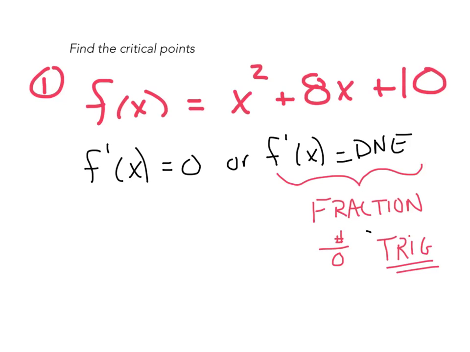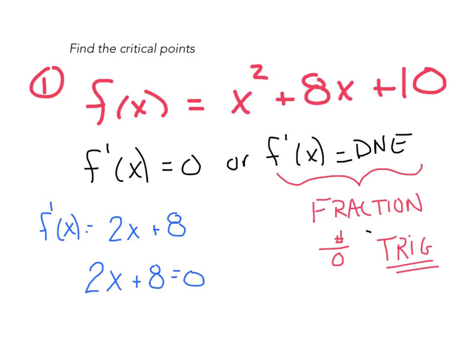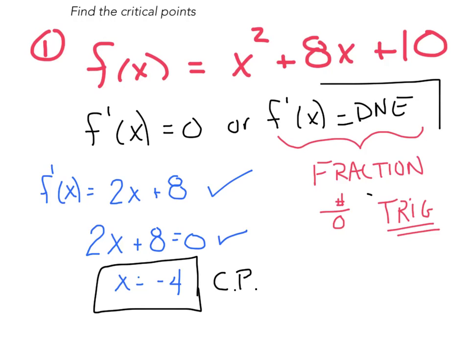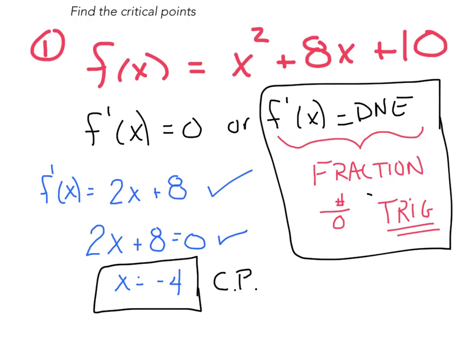So my first goal is to set the derivative equal to 0. So I'm going to find f prime of x. So we get a nice 2x plus 8. And it says set that equal to 0. So 2x plus 8 equals 0. Notice 2 easy steps. Take the derivative, set it equal to 0. Solve for x. Subtract the 8, divide by 2, x equals negative 4. So I just want you to highlight this and say we have found our first critical point. Notice I didn't have to worry about the doesn't exist section because I didn't really have a fraction or a trig function.